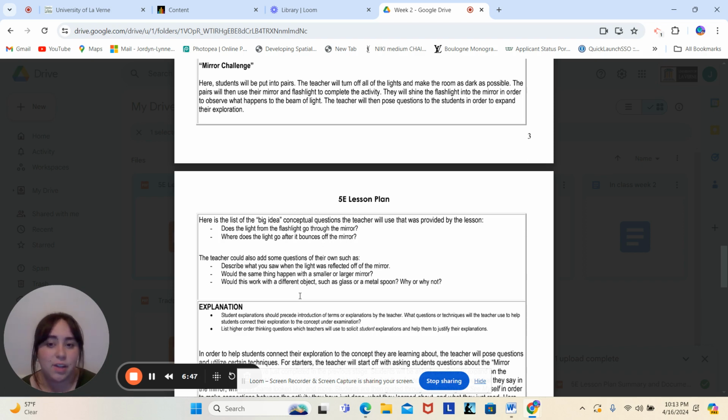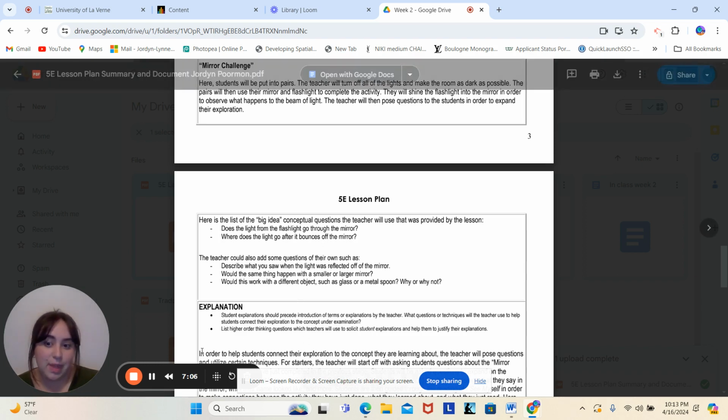And then to add on to that, we could talk about, what did they see when the light was reflected off the mirror? Kind of have them describe it themselves. They could see, would the same thing happen to a smaller or larger mirror? Would the rays be bigger or smaller? Would there be no change? And would this work with a different object, such as glass or a metal spoon, or is it just a mirror that would do this?